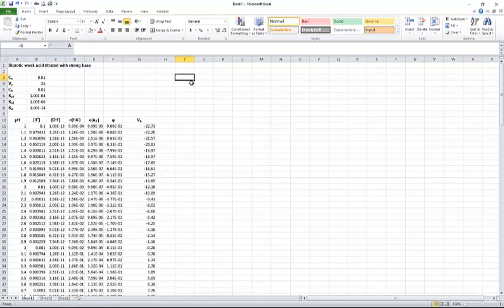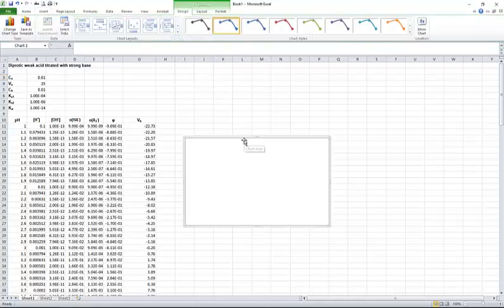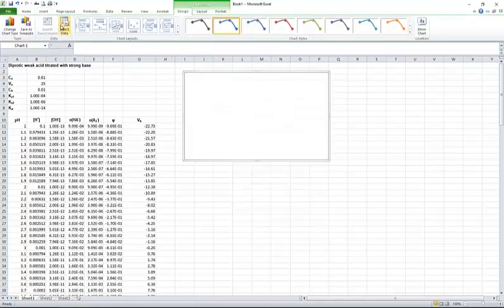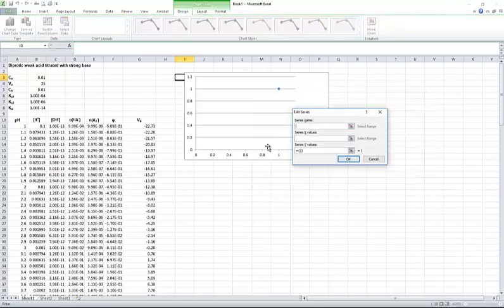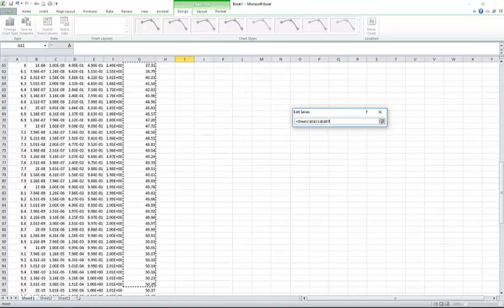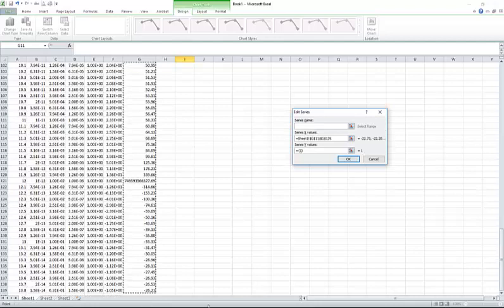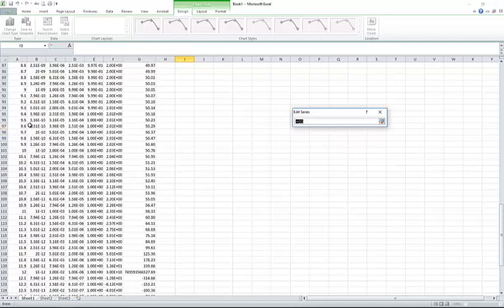So I'm going to go away from my table because I don't want Excel to automatically make a table or a graph from that. I'm going to insert, I'm going to do a scatter plot, and there's my blank graph, and then I'm going to go to select data. So I'm going to add, and I'm going to put in my X's, which are here. There we go. And then I'll do the Y's.